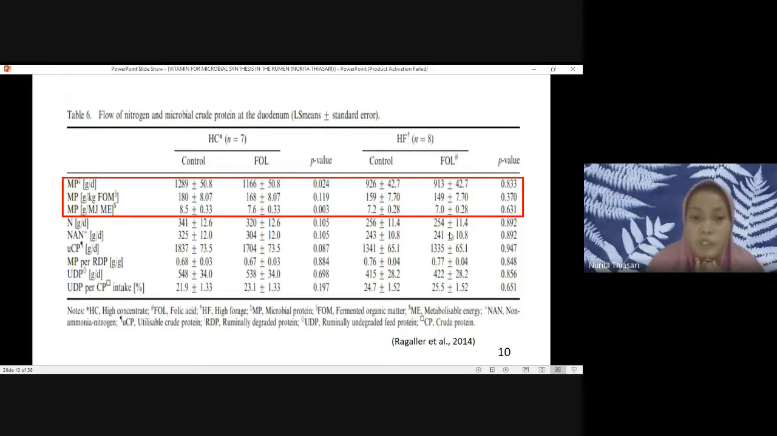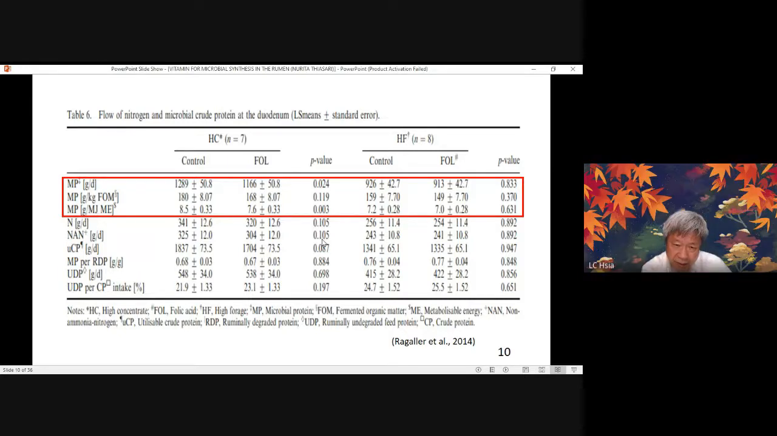Oh, yes, Professor. Maybe I have, before I checked, the metabolizable energy is different; the high concentrate has the higher metabolizable energy compared with the high forage. Maybe I have to check again. Thank you, Professor.